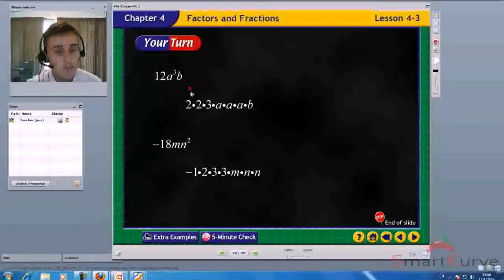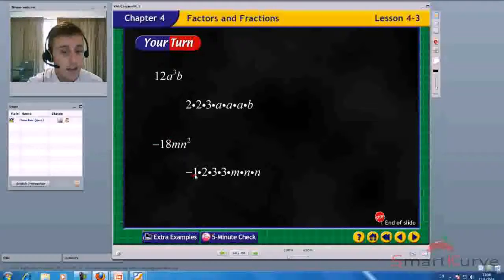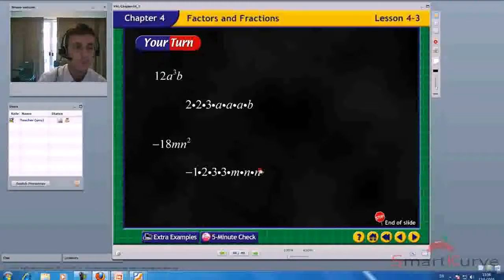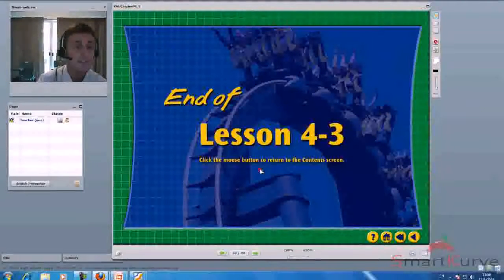12 a cubed b: 2 times 2 times 3, a 3 times, b 1. Negative 18 m n squared: negative 1 times 2 times 3 times 3 times m times n times n. Prime factorization is all we did for these. End of lesson 4-3.